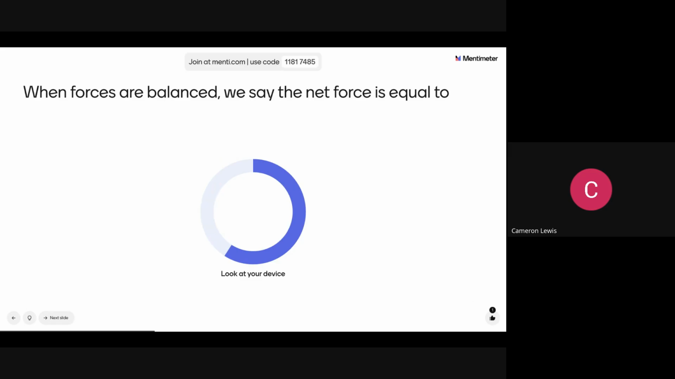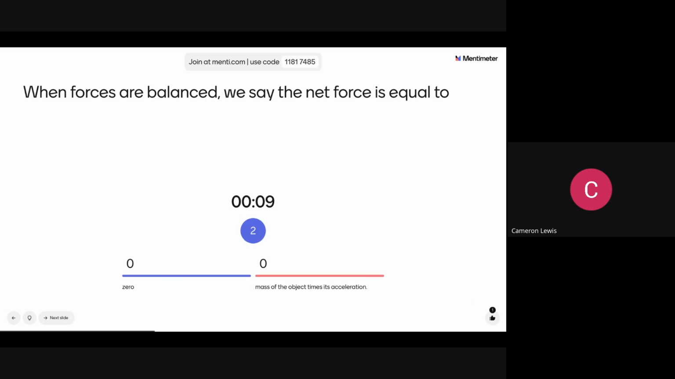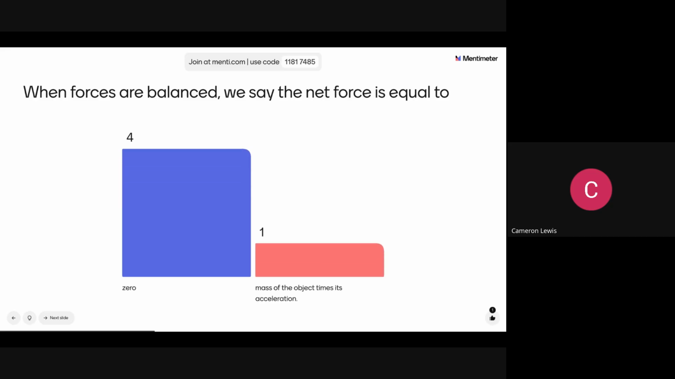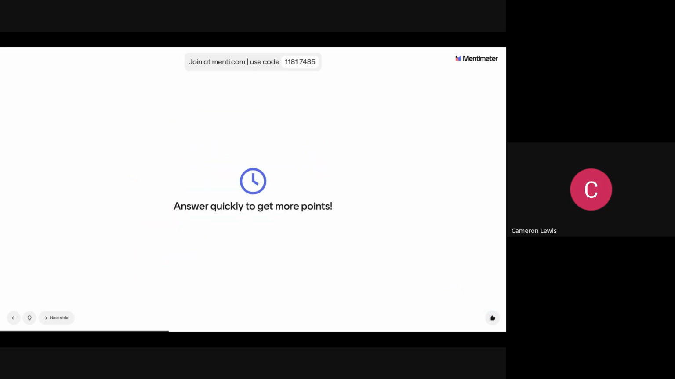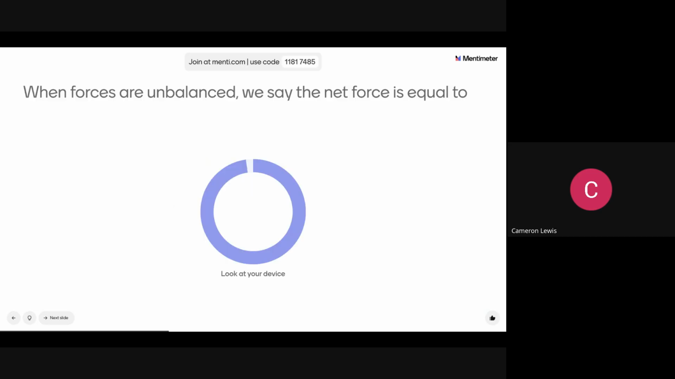When the forces are balanced, we say the net force is equal to 0 or the mass of the object times its acceleration. Which one? 0. When the forces are balanced, the net force is equal to 0, which means whatever we see on one side, we see on the other side. Like in our free body diagram, up is equal to down, left is equal to right.